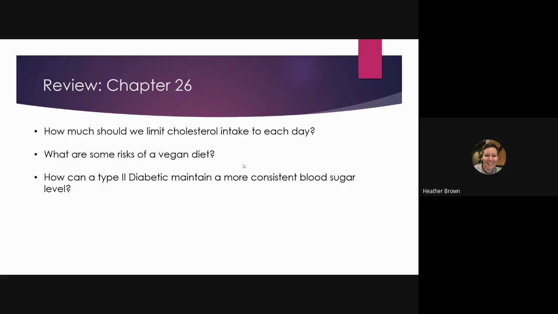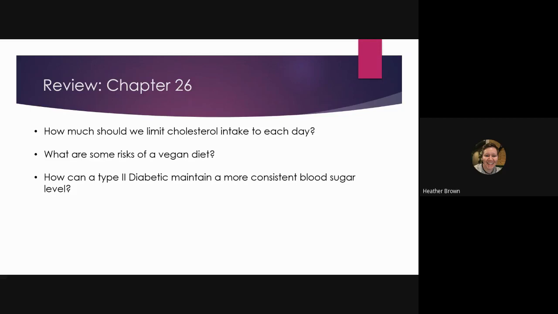So now we're on chapter 26 review. So how much should we limit cholesterol intake to each day? How much? Be specific. 300. Josefina, great job. Yep, you guys are exactly right. 300. Yes, the American Heart Association, or the AHA, suggests that we limit our intake to 300 milligrams per day.